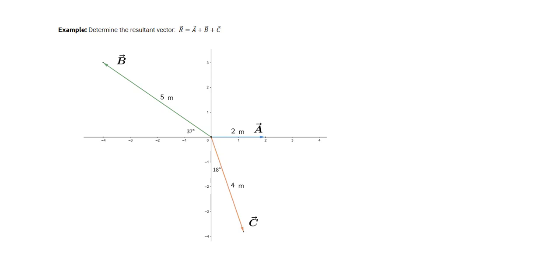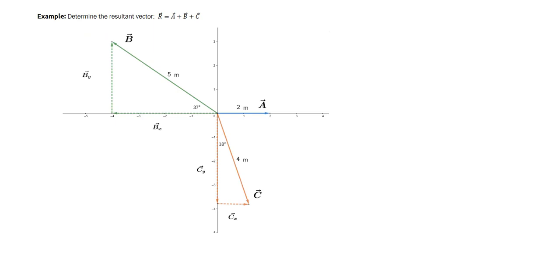Keep in mind that for some problems it is more convenient to tilt the axes, such as when finding the net force of an object on a ramp, but the idea remains the same. This approach is helpful as it's very easy to add parallel vectors together. So to begin this example, we must decompose each vector into its x and y components.